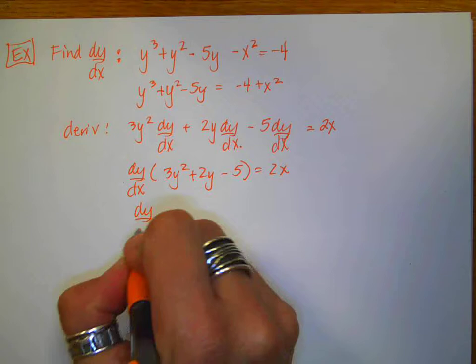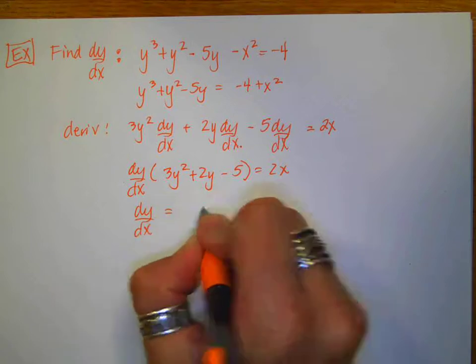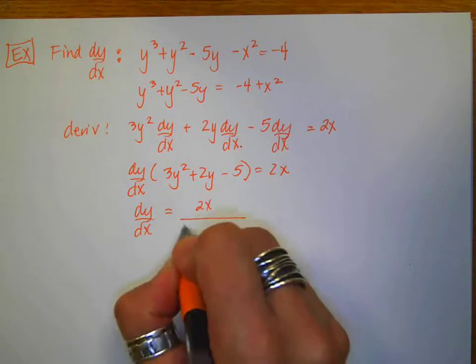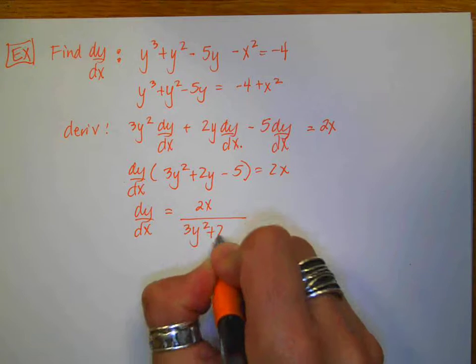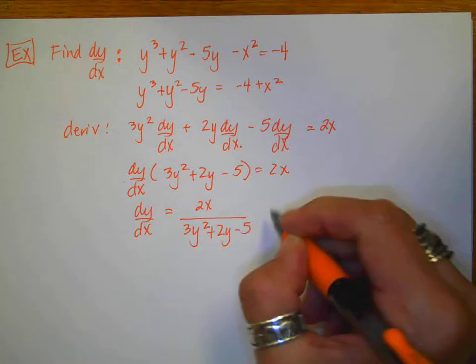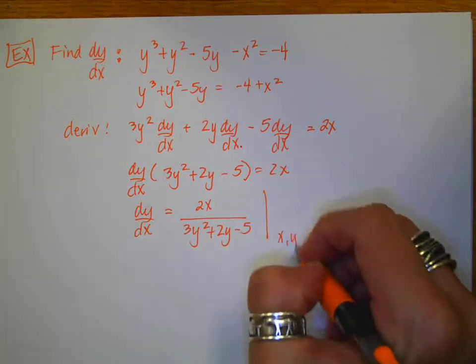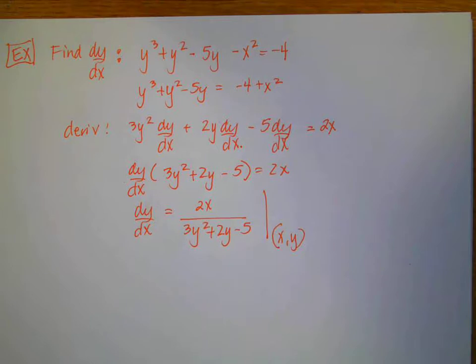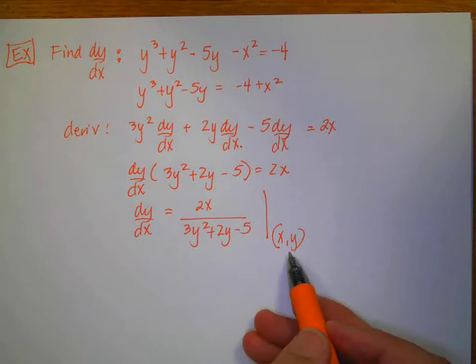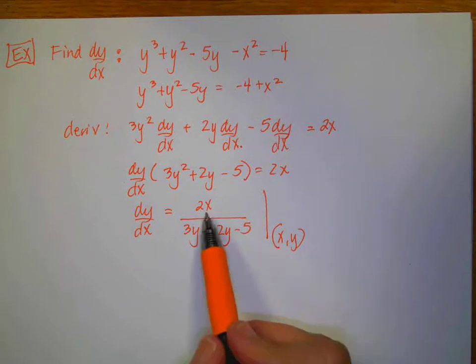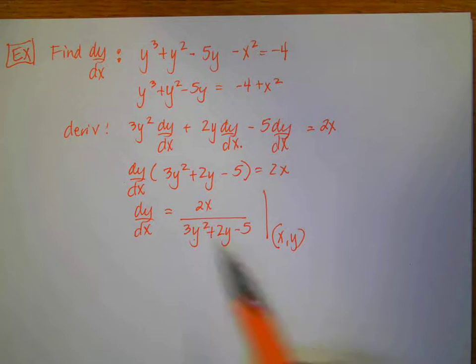I'm still trying to solve for dy/dx, so now I'm going to have dy/dx equal to 2x divided by 3y squared plus 2y minus 5. And then I could substitute in my point, if that was the purpose of the problem, and find the slope of a tangent line at a given point, x and y. And again, noticing that I have to substitute in both the x's and the y's.